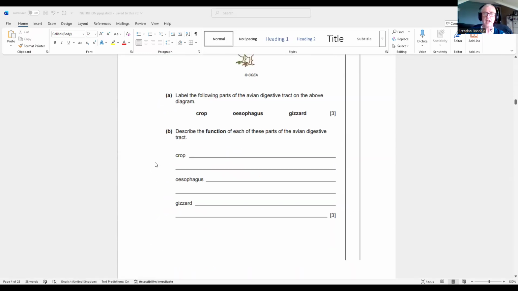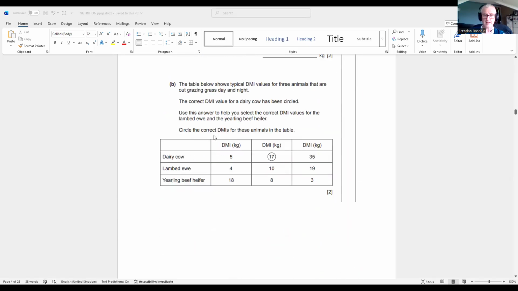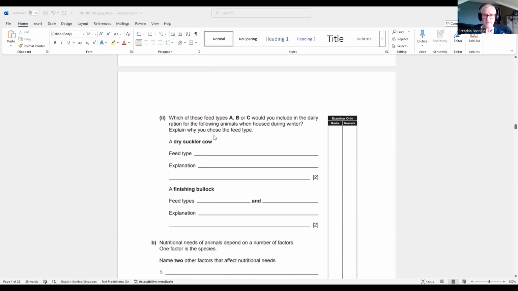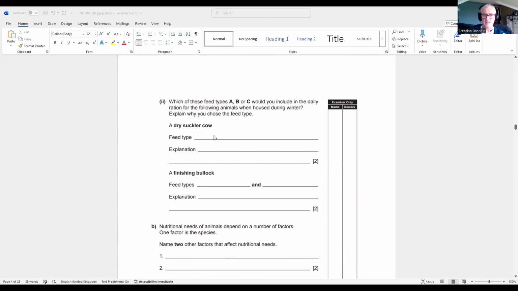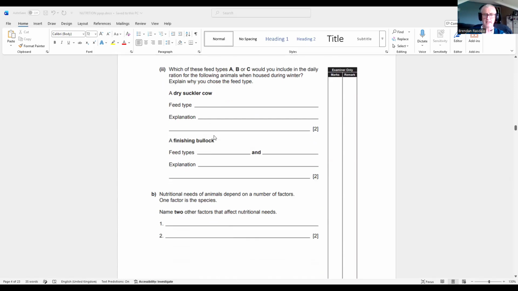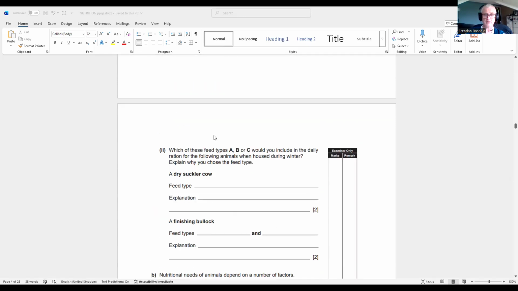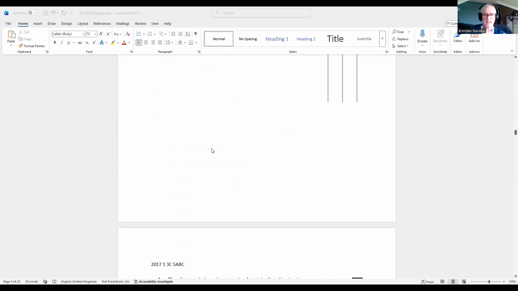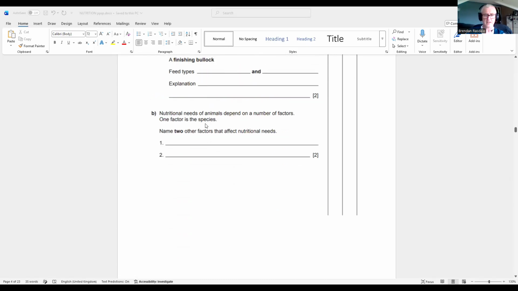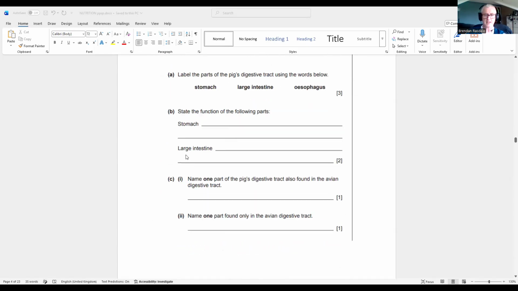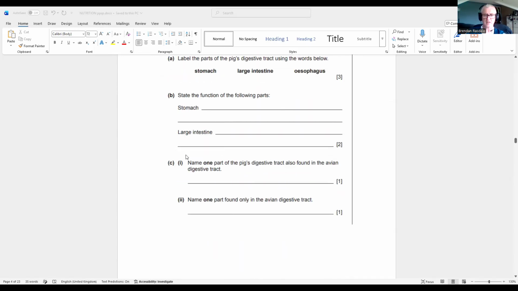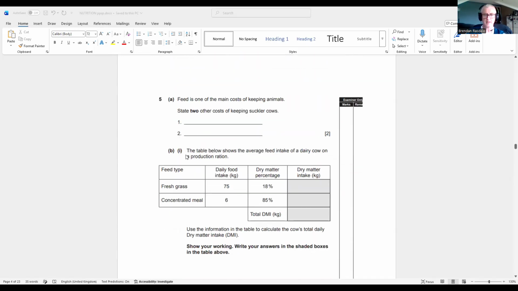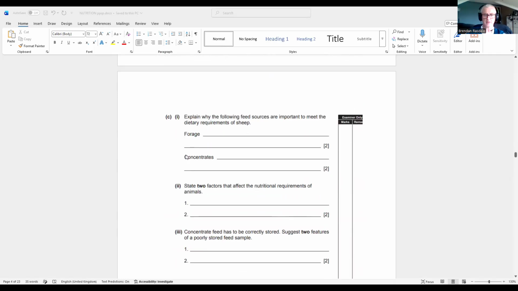There's yet another labeling one, and the function. So as well as labeling it, what is the function of each of those? All right. More dry matter questions. You're familiar enough with those, and with labeling types of food, types of ration. Remember, you don't even necessarily have to name the type of ration, you can just name the food that you're giving them. Things that affect nutritional needs, they've given the species: age, pregnancy, could be two more, work, status, function, okay? There's another dry matter question.